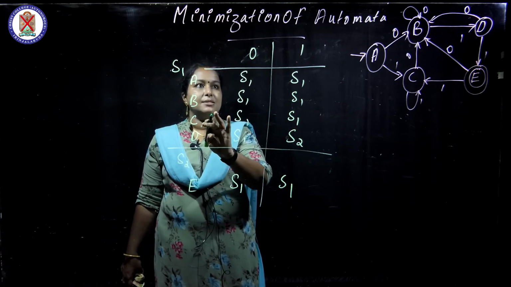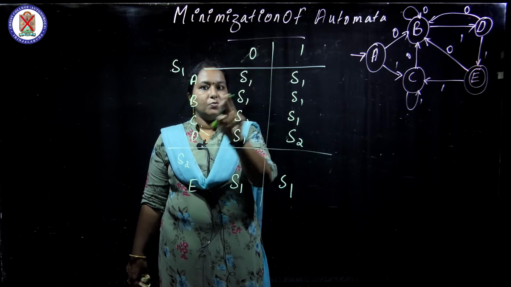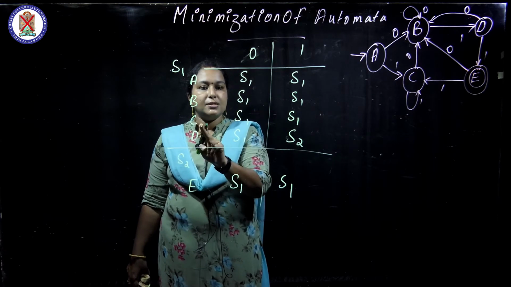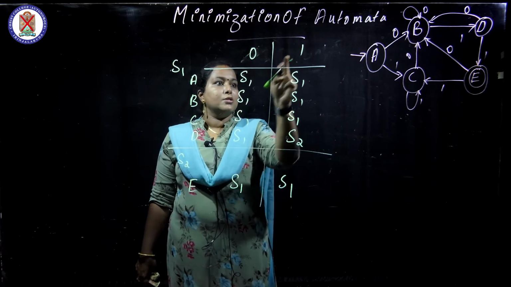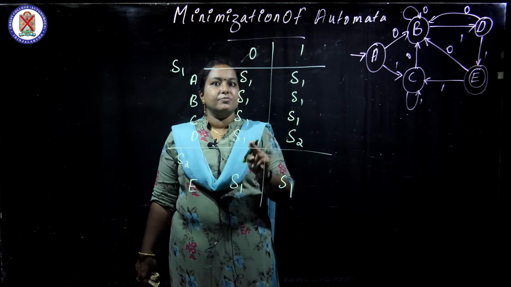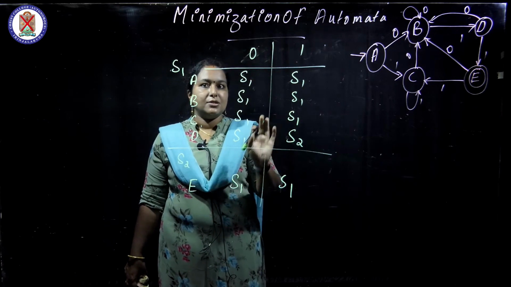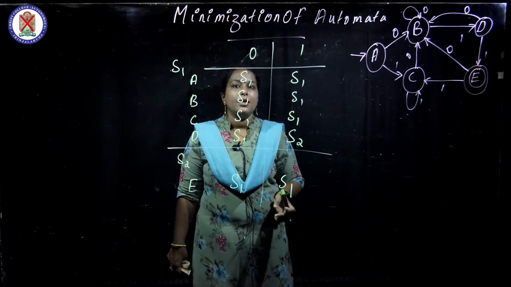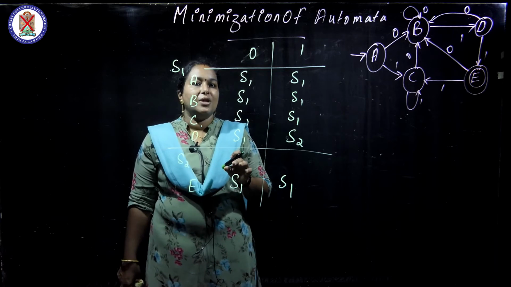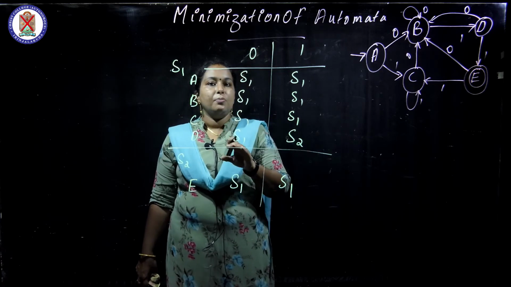So look at this transition table. A, B and C's transitions are the same, isn't it? A on 0 goes to S1, B on 0 goes to S1, C on 0 goes to S1. This row is the same. This row is also the same. If here it is S2, S2, S2, that's also okay, because you have to look for equal sets, or you must group like that.